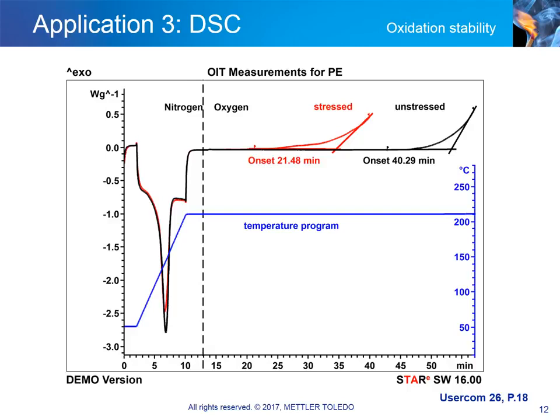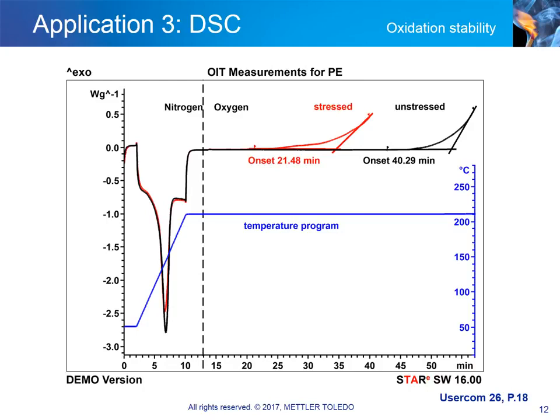The oxidation induction time, or OIT for short, is the time it takes until oxidation begins. This is detected as an exothermic upturn of the heat flow, and the time is measured from the intersection of the tangents before and after the event. The OIT is directly related to the relative stability of a material at a particular temperature.